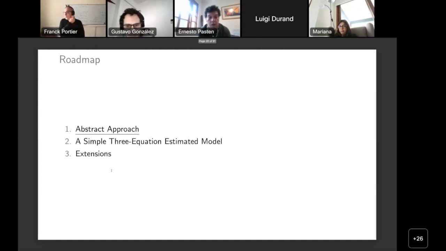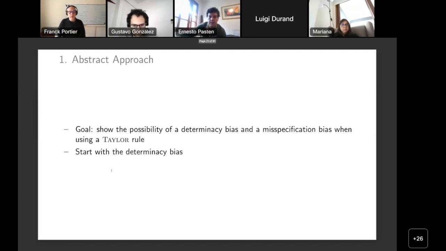Okay, so let me start by spending some time with this abstract approach. It's not an economic model. It's just some Ys and Zs. But I think we can see a lot and understand what's going on in this abstract approach. So this is why I'm following it.